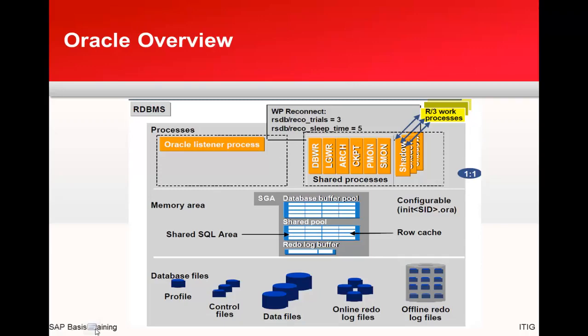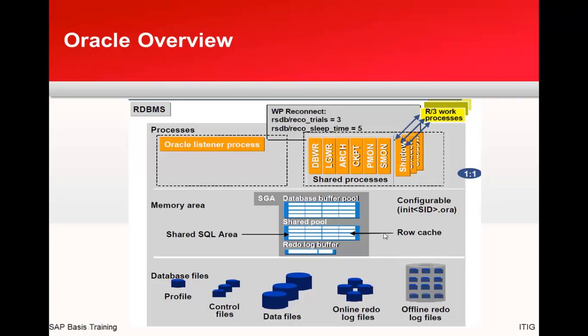Then on the right side you have different shared processes, which are dbwr, lgwr, arc, ckpt, pmon, smon. So we have the database writer, then the log writer, archiving, checkpoint, pmon, smon. These are the key work processes.